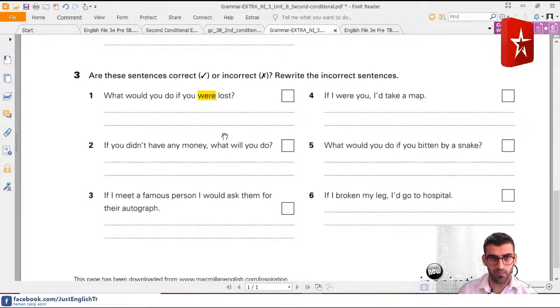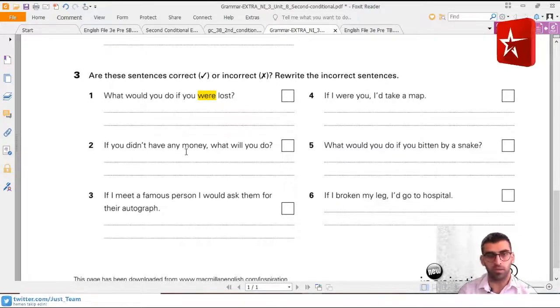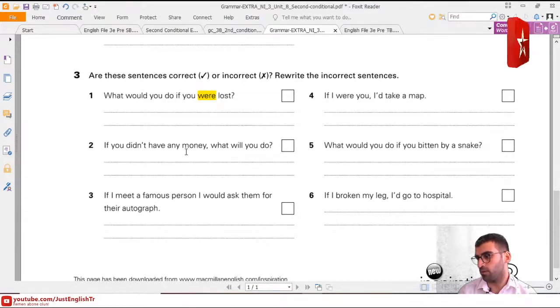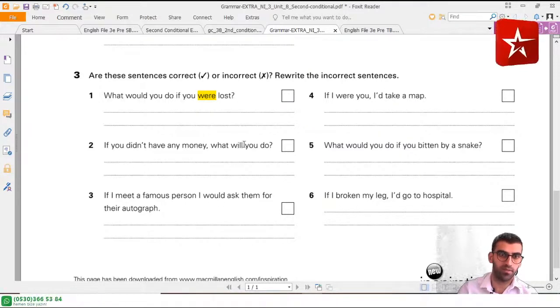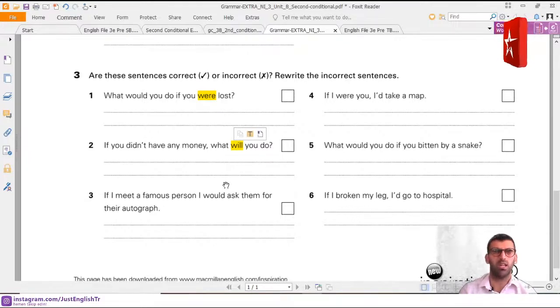If you didn't have any money, what will you do? Okay, for number 2, I think the first part of the sentence is correct. If you didn't have any money, will or would? Yes, we have to use would instead of will. What would you do? As you know, for the second conditional sentences, we use would instead of will. Will we use in first conditional type of sentences.